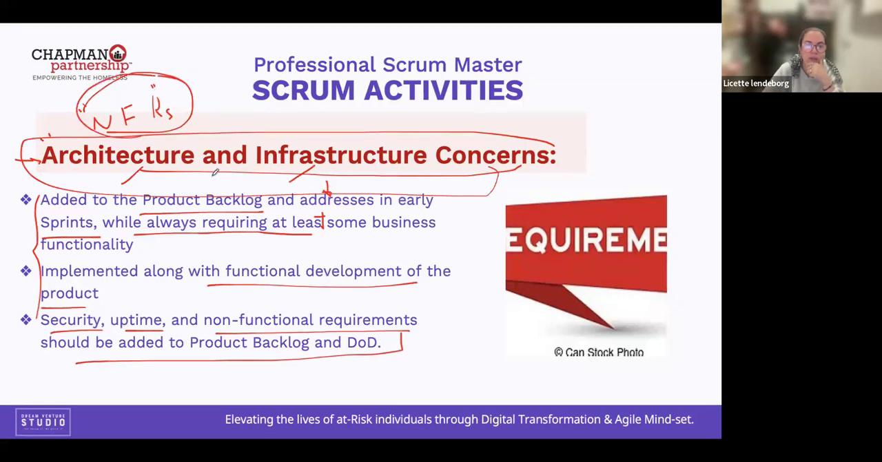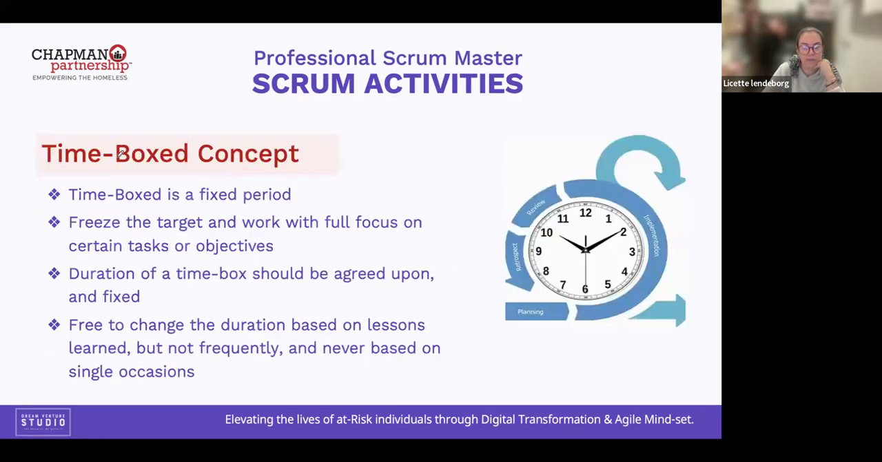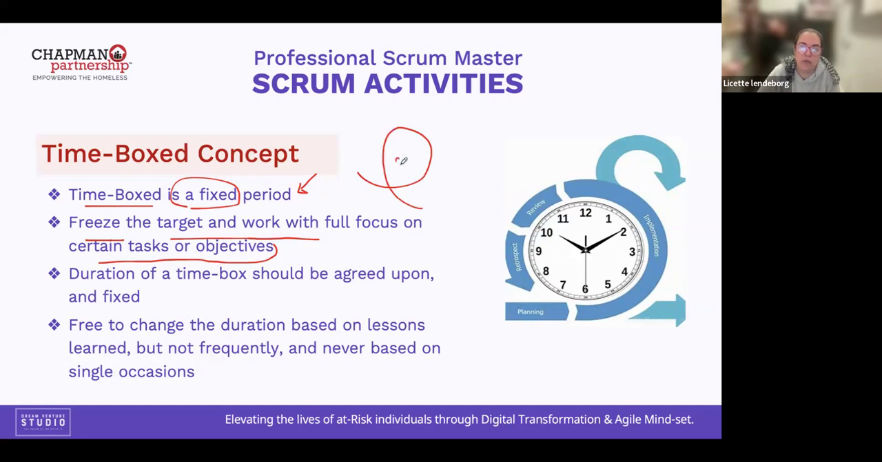It could be part of the definition of time box. What is the time box concept? Time boxed is a fixed period of time. Freeze the target and work with full focus on certain tasks or objectives. So what is the idea of this one? That the sprint duration is fixed, 2 to 4 weeks.